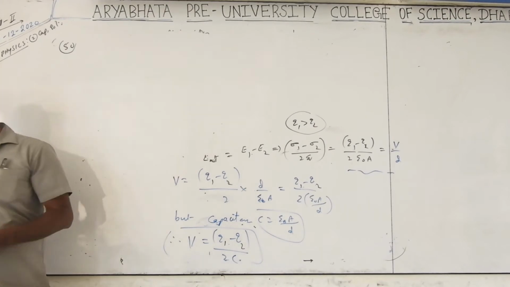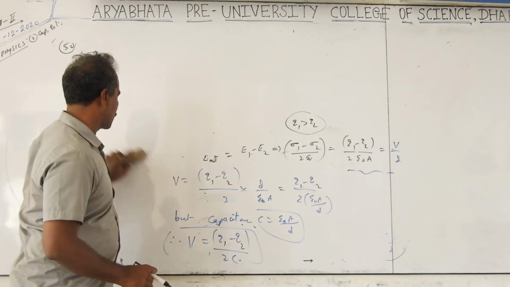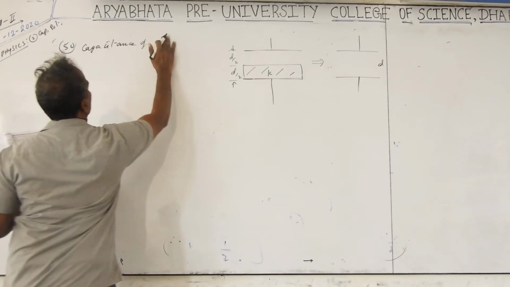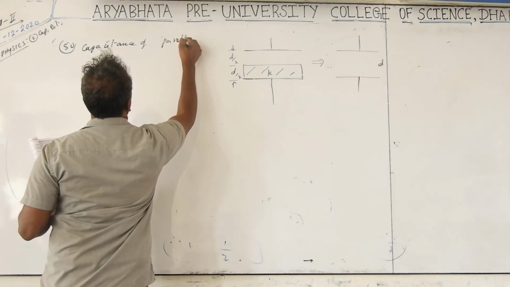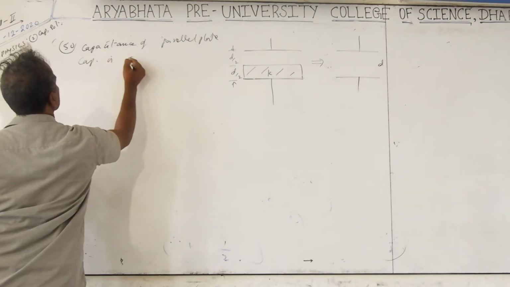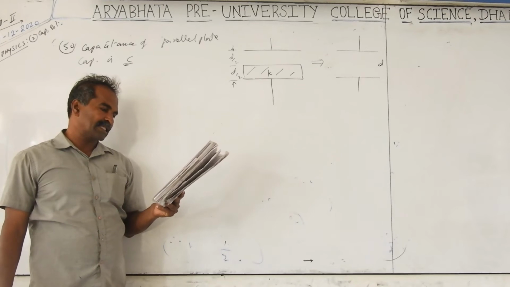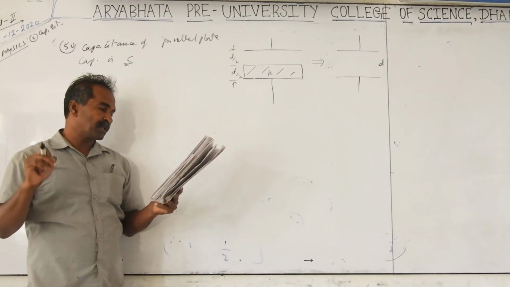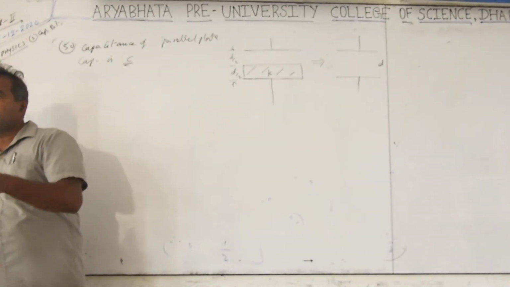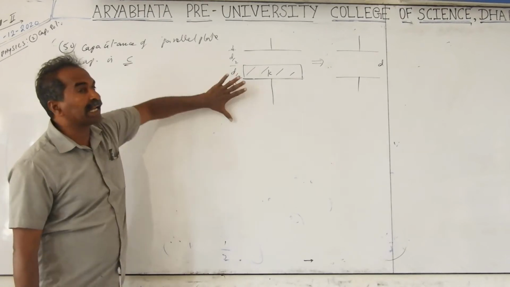Next, question number 50. The capacitance of a parallel plate capacitor is C. The capacitor is with half the space filled with a dielectric of constant K. In the previous case we filled it afterwards; here the dielectric is already there.